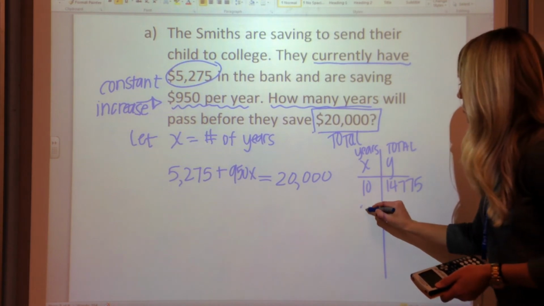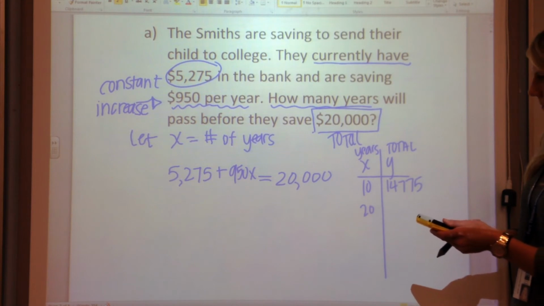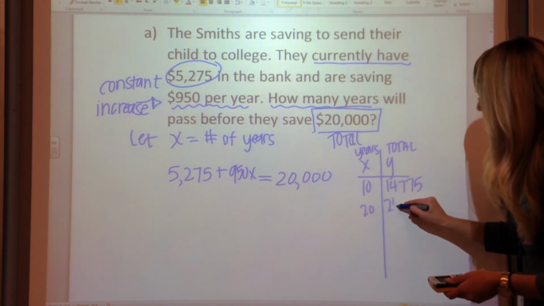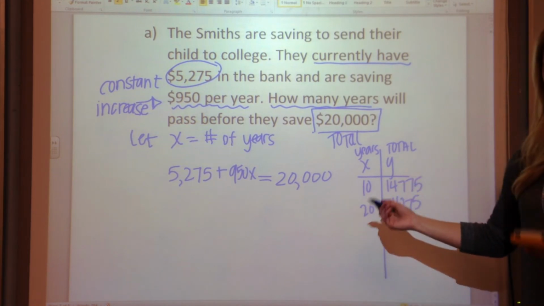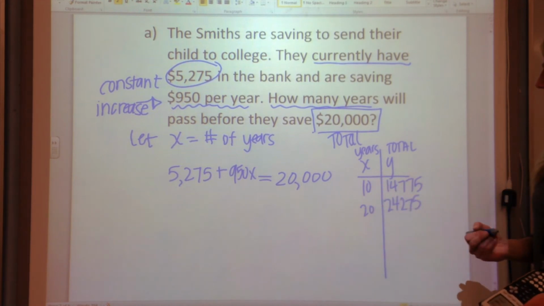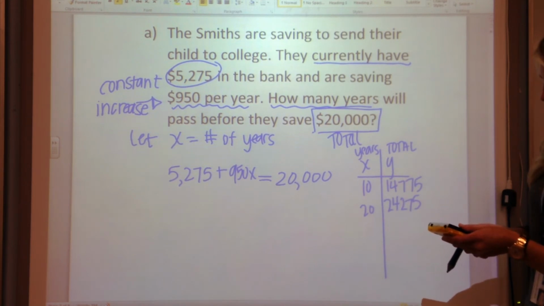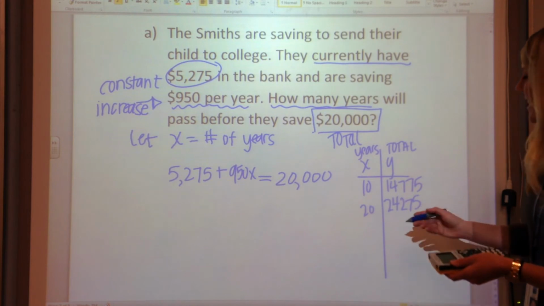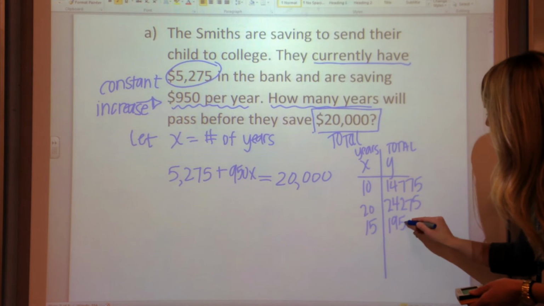I'm going to go ahead and jump up to 20. What happens when x is 20? We get 24,275. So that's too much. So we've got to go back down. So this kind of gives me an idea of where I want to try. What numbers do I want to try to plug in? So let's try 15. 950 times 15 plus 5,275, and we get 19,525.